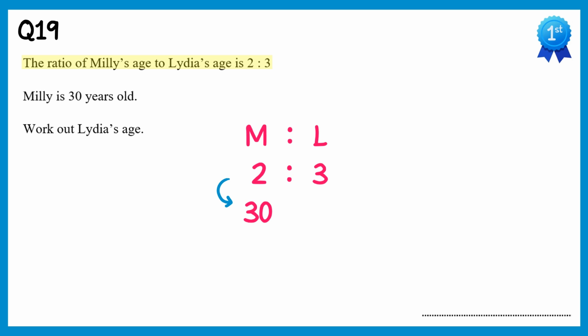So now we need to work out how we get from 2 to 30. To get from 2 to 30, you must multiply by 15. You can check that by doing 30 divided by 2, which will give you 15. Now if we're going to multiply 15 on the left hand side, we also need to do that on the right hand side, so 3 times 15 is 45. And this gives you Lydia's age, which we're asked to find in the question, of 45.